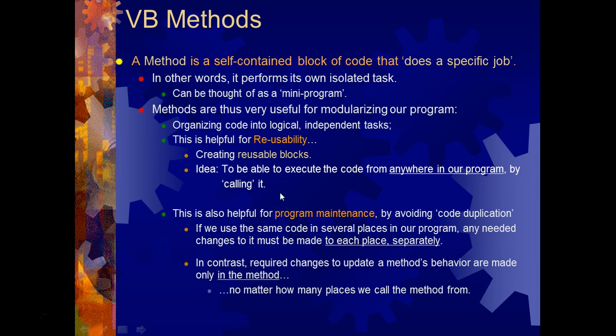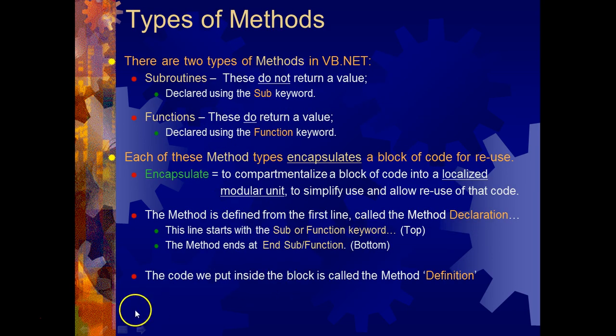Basically, if you make the convert to integer function, then you don't have to manually convert something to an integer. You can just use that function. If we use the same code in several places in our program, any needed changes to it must be made in each place. So we'll see about that later, and let's go on.